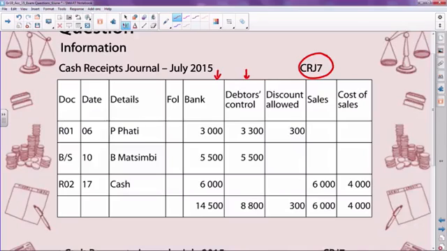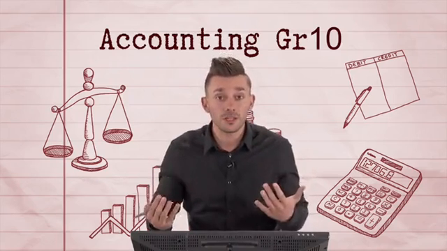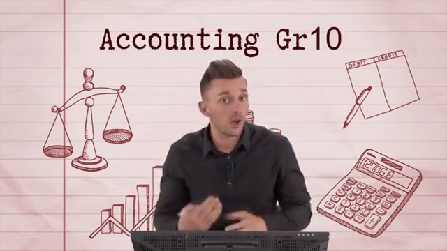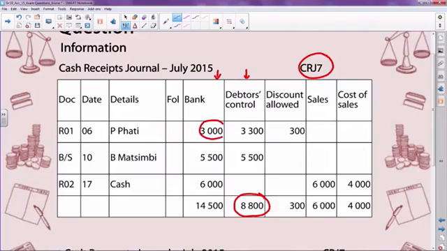So let's go look at the column quickly. So I have debtors control here, and I can see that in total, I've received money and I gave discounts of 8,800. Now here, guys, will the debtor owe you more or less? I hope you said less, because when the debtor pays and you give discount, they owe you less. And again, just check with the first one. Party paid 3,000. We gave a 300 Rand discount. And now, in your debtors control column, you can see that the account goes down with 3,300.